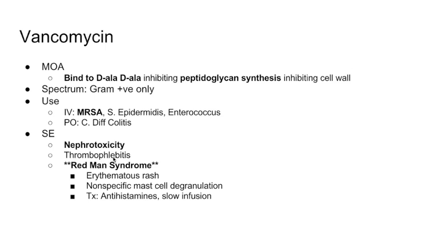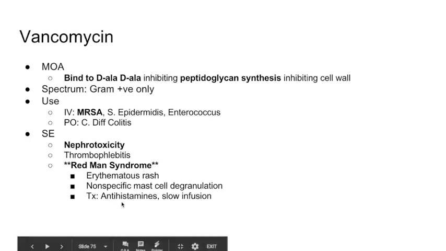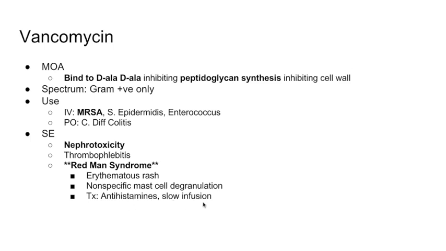Side effects for the vancomycin is nephrotoxicity, so it goes after the kidney and damages it. It causes some thrombophlebitis, so inflammation of the veins, and it causes this weird side effect called red man syndrome. And red man syndrome is a non-specific mast cell degranulation. So vancomycin goes after the mast cells and causes them to degranulate, so you get this erythematous rash, and the man ends up red or the woman ends up red. Hence the name red man syndrome. And the treatment for it is antihistamines and then slowing the infusion. And that's one of the higher yield points that examiners like to go after with the vancomycin.